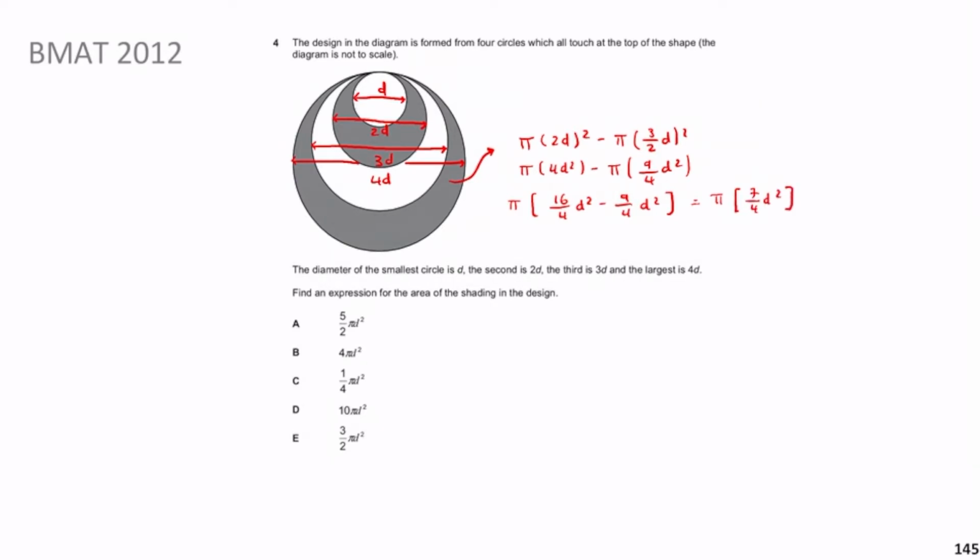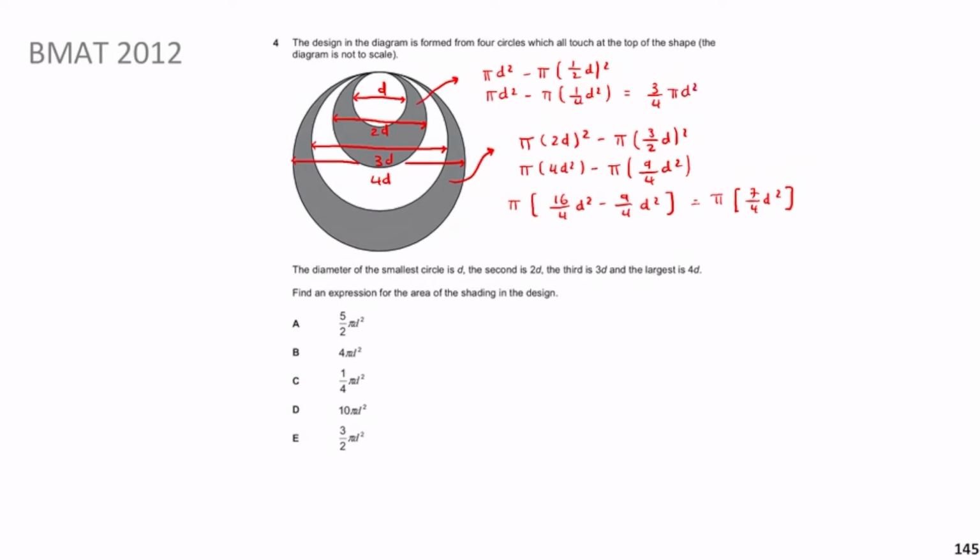Now to find the next shading, it's just going to be the second circle minus the first circle, so the smallest one and the second smallest one. This one is going to be pi D squared, which is the second smallest, because remember the diameter is 2D so the radius will be D, minus pi times half D squared. That's pi D squared minus pi lots of a quarter D squared. If you brush this up, you get 3 over 4 pi D squared.